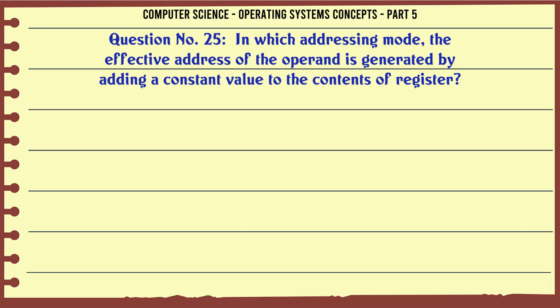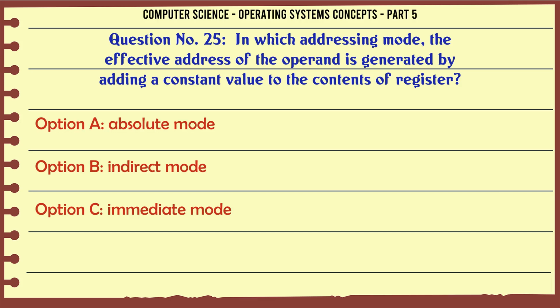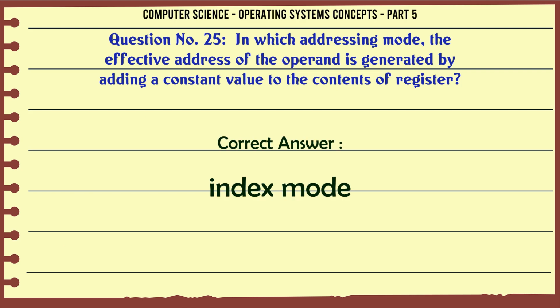In which addressing mode the effective address of the operand is generated by adding a constant value to the contents of register? A. Absolute mode. B. Indirect mode. C. Immediate mode. D. Index mode. The correct answer is index mode.